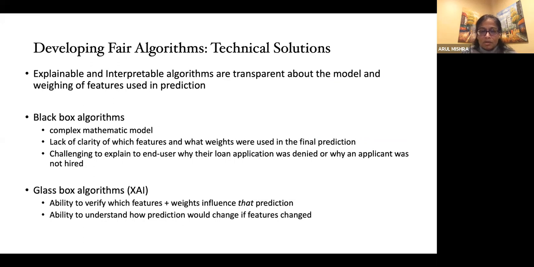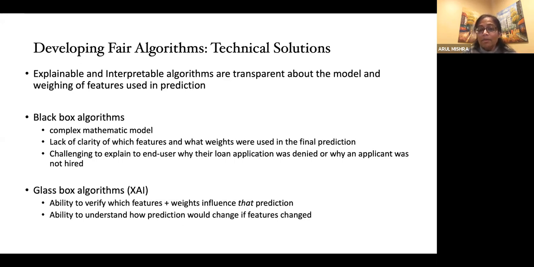So if you think about a case for an end user, it becomes very challenging to explain to them why their loan application was denied or why an applicant was not hired. If you use black box predictions, it's difficult to explain what the features were that generated that prediction. And that's why this is something for organizations to think about: what kind of mathematical model works out better.